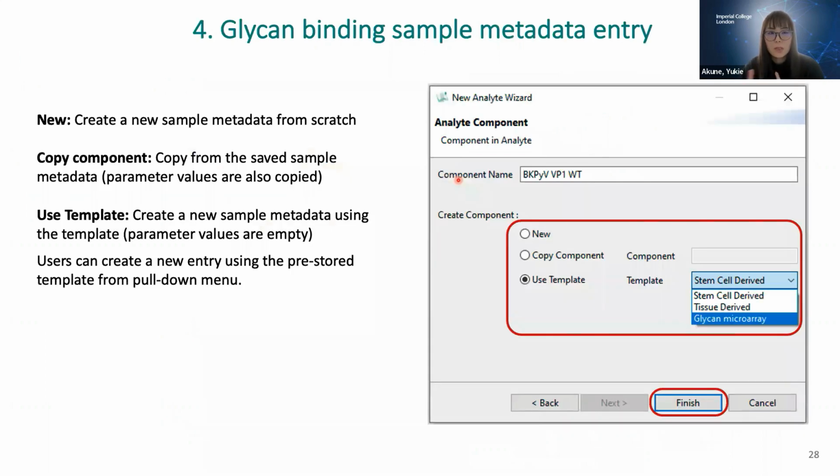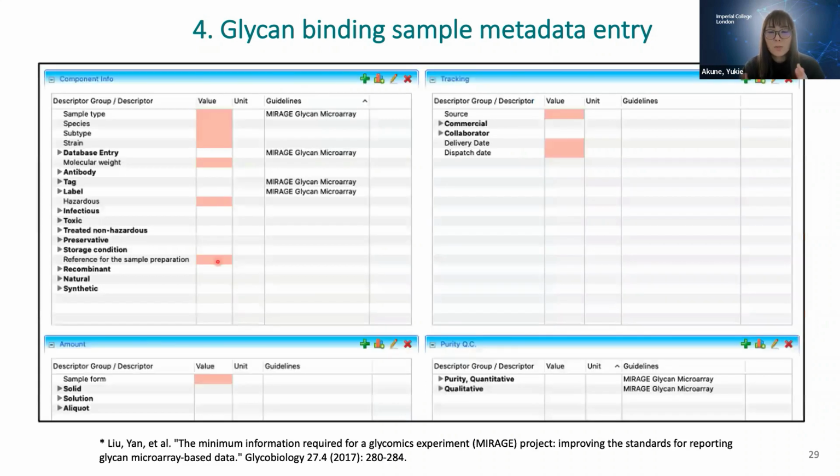So here is the metadata entry tool, this is page 1. You can create from scratch, or you can copy. If you have entered one previously, you can copy from your history, but also you can use the pre-saved templates, which are based on the MIRAGE document we created. And it has basically 4 sections: the sample information, tracking information, purity or quality control information, and amount of the samples.